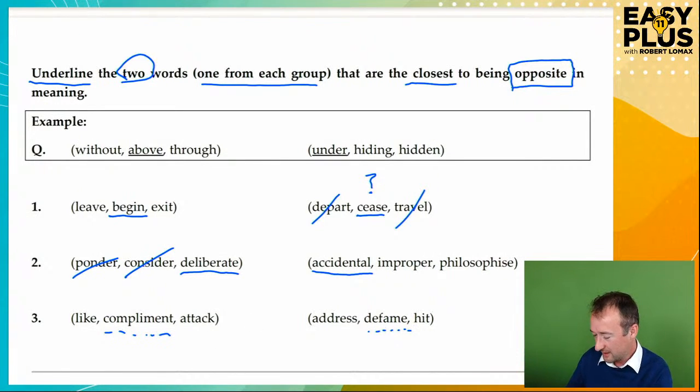Compliment, defame. No, attack, defame. It would be similar if it had that meaning. Attack and hit, again, these are quite similar. So nothing else works as well as compliment and defame. So we can stop having the dotted line and we can have the solid line. So even when you don't know a word properly, it's amazing what you can do.